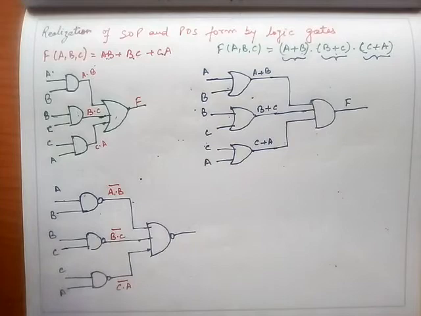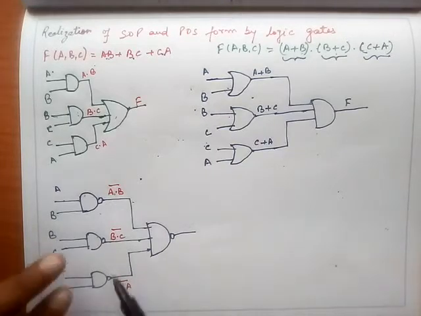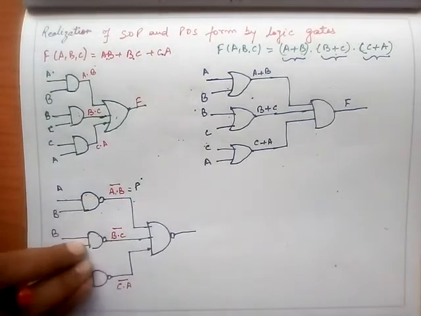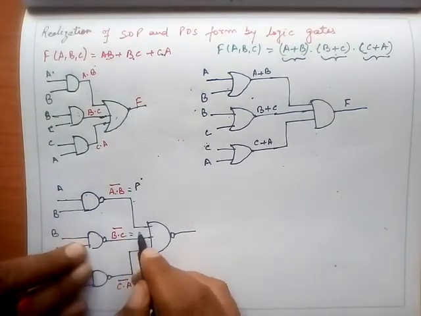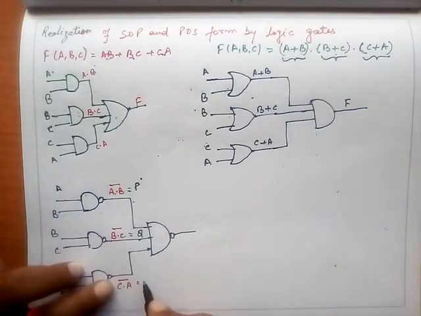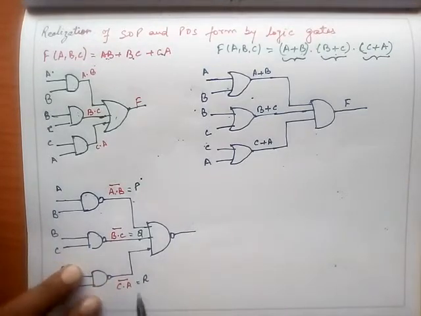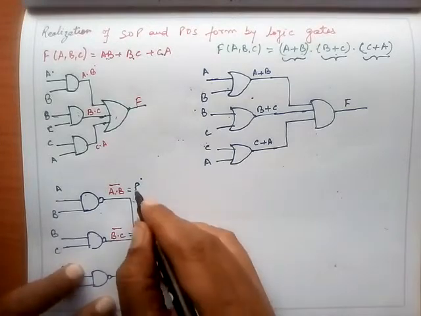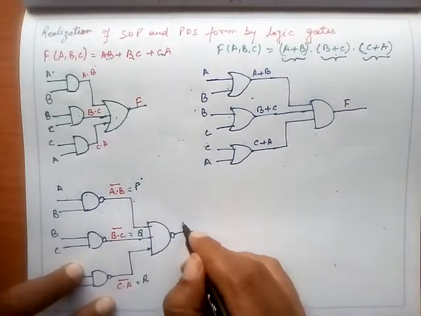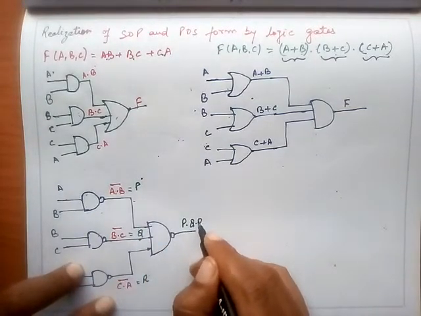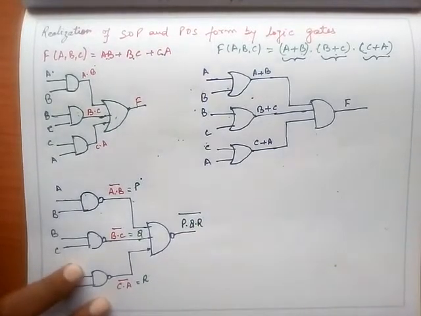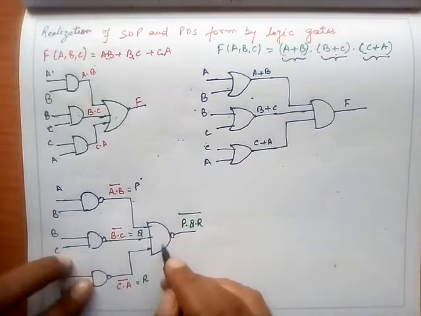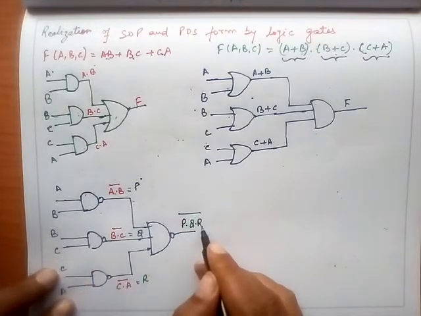Now suppose I name A dot B bar as some other function P. Suppose this function is Q, and suppose this function is R. So at this stage I'll get P dot Q dot R, whole complement. Suppose this is my output: the P, Q, R product with a bubble here, so it is the whole complement.